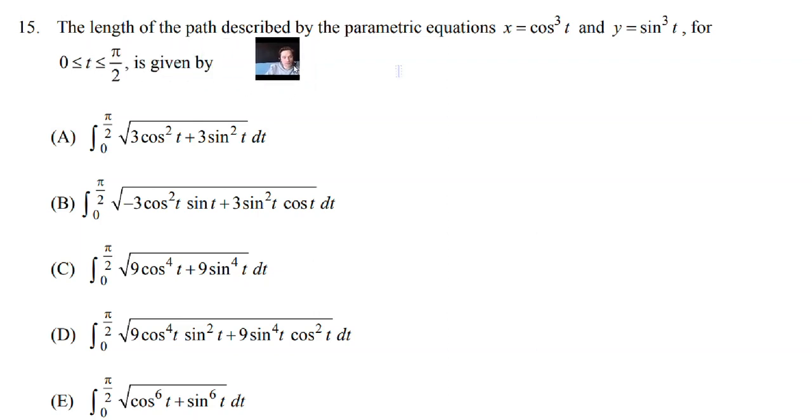The length of the path described by the parametric equations x equals cosine cubed of t and y equals sine cubed of t, for 0 less than or equal to t less than or equal to pi over 2, is given by one of the following choices. So we need to see which one it is.